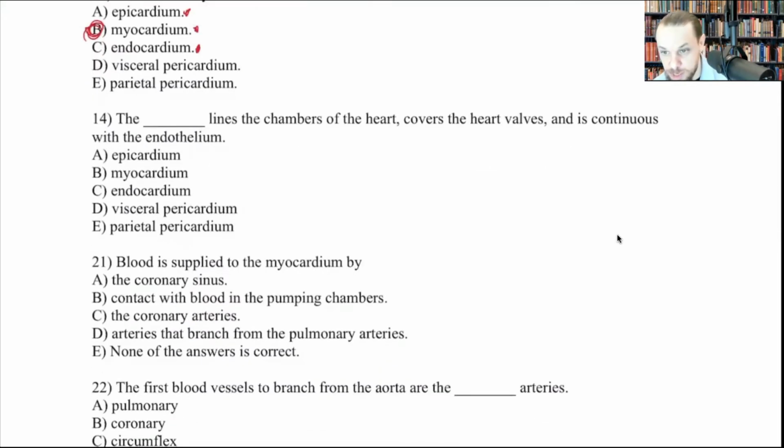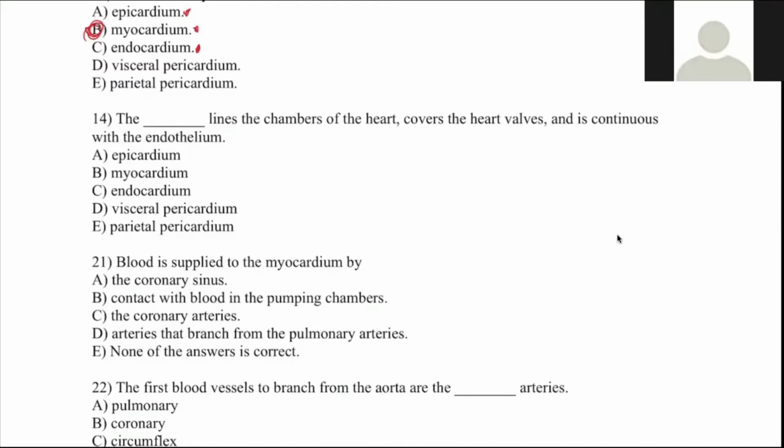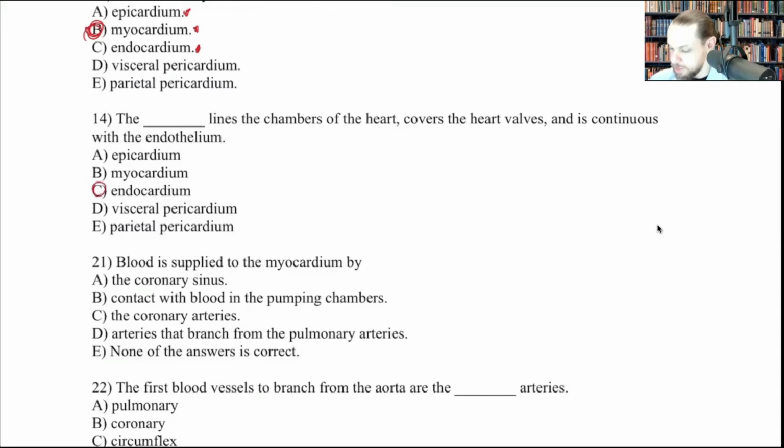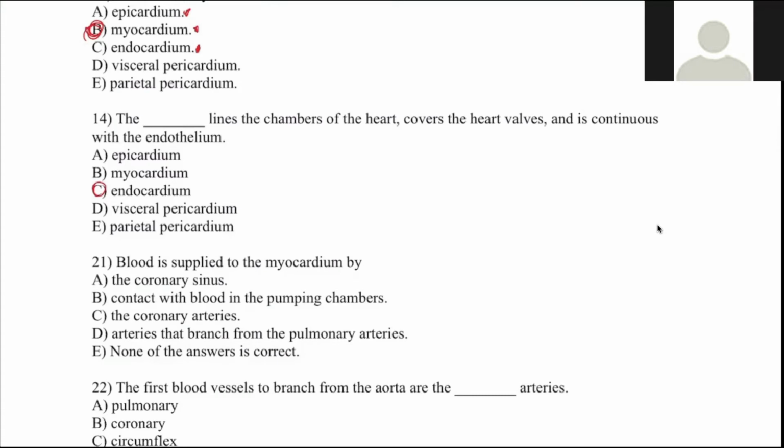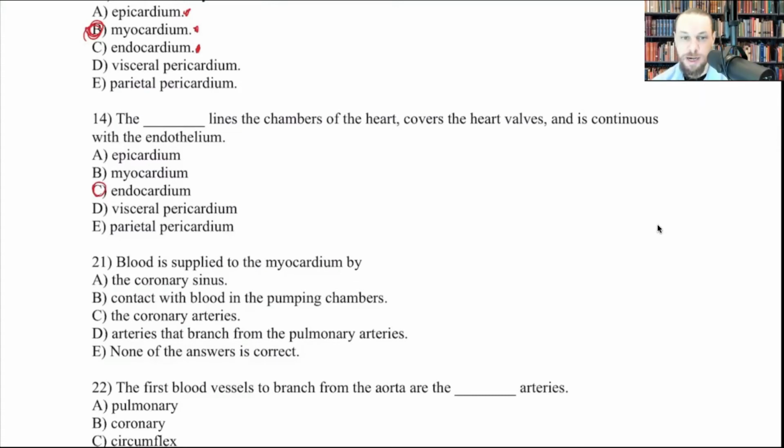14, we're gonna go with Eric. All right. The blank lines the chambers of the heart, covers the heart valves and is continuous with the endothelium. Put C, endocardium. C is correct. Endocardium is the inner layer, and that's what is in contact with blood as well. So endocardium is there.